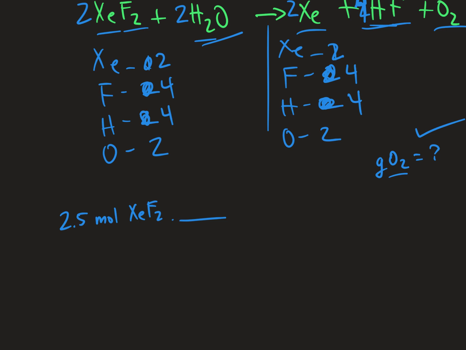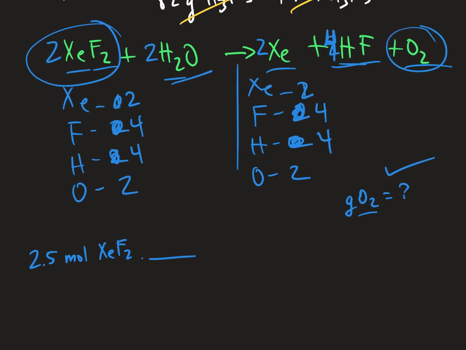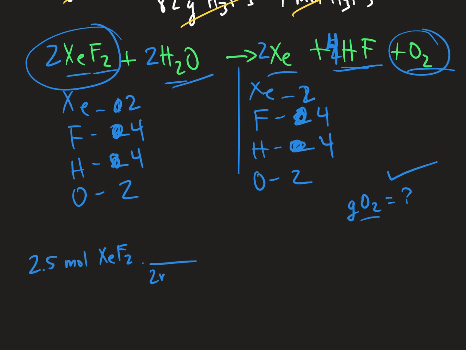So what's the mole-to-mole ratio of this to oxygen, right? We have 2 moles of XeF2 on the bottom, so they cancel, to 1 mole of O2 on top, because that's what we're looking for. You following? That goes away.